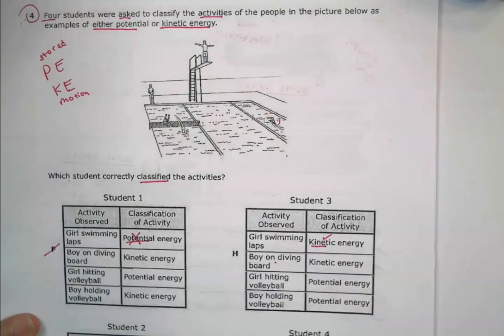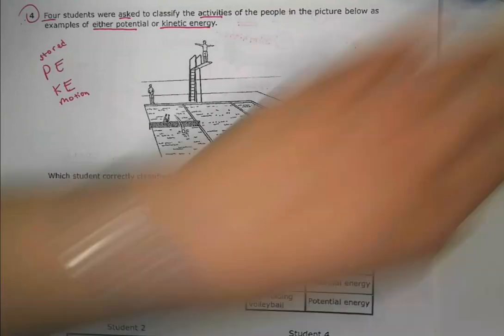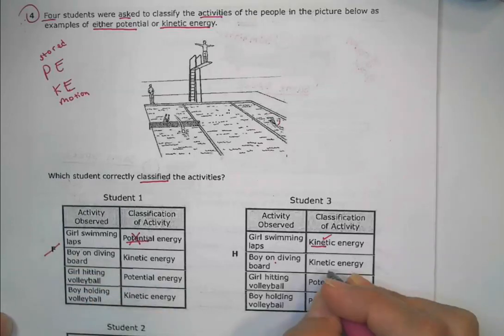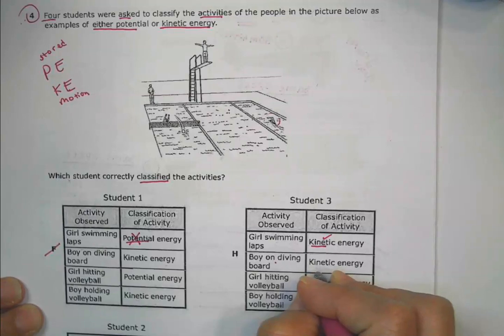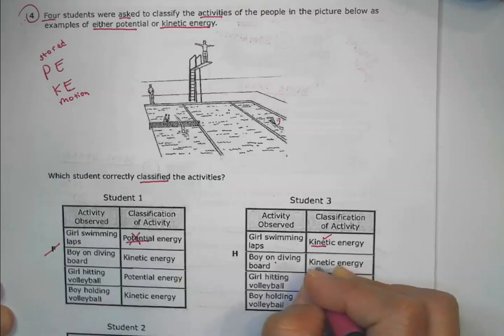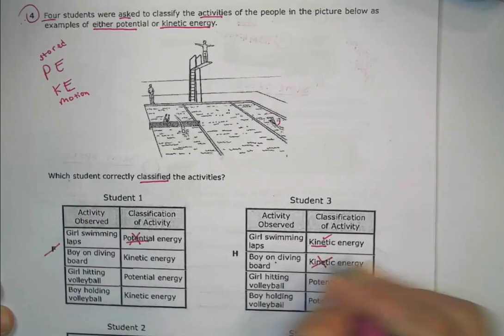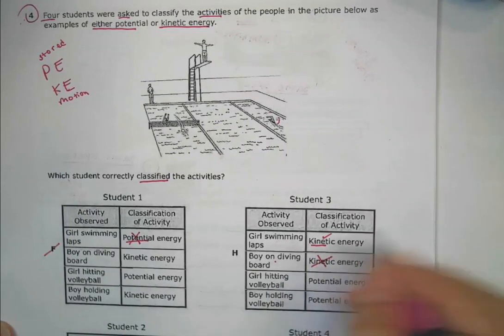Boy on diving board. When we think about the boy on the diving board, the boy is way up there. Things are moving over here. So then we have the boy on the diving board. So that is going to be potential energy. He's not jumping yet. He is on the potential energy. Okay, so then it says kinetic right here. Nope, it's potential. So this one's also wrong.